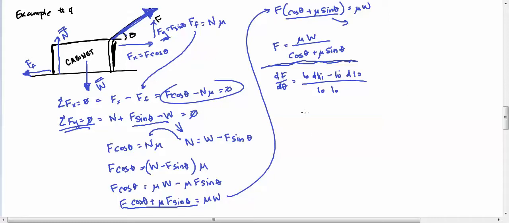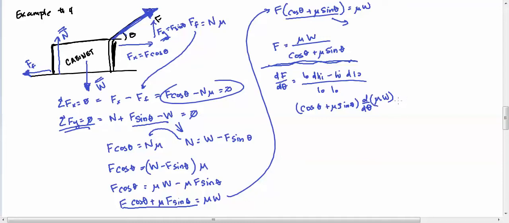All right, so low D high, so that would be the cosine of theta plus the mu sine of theta. That is simply the low part. Now I need to do the derivative of mu W.